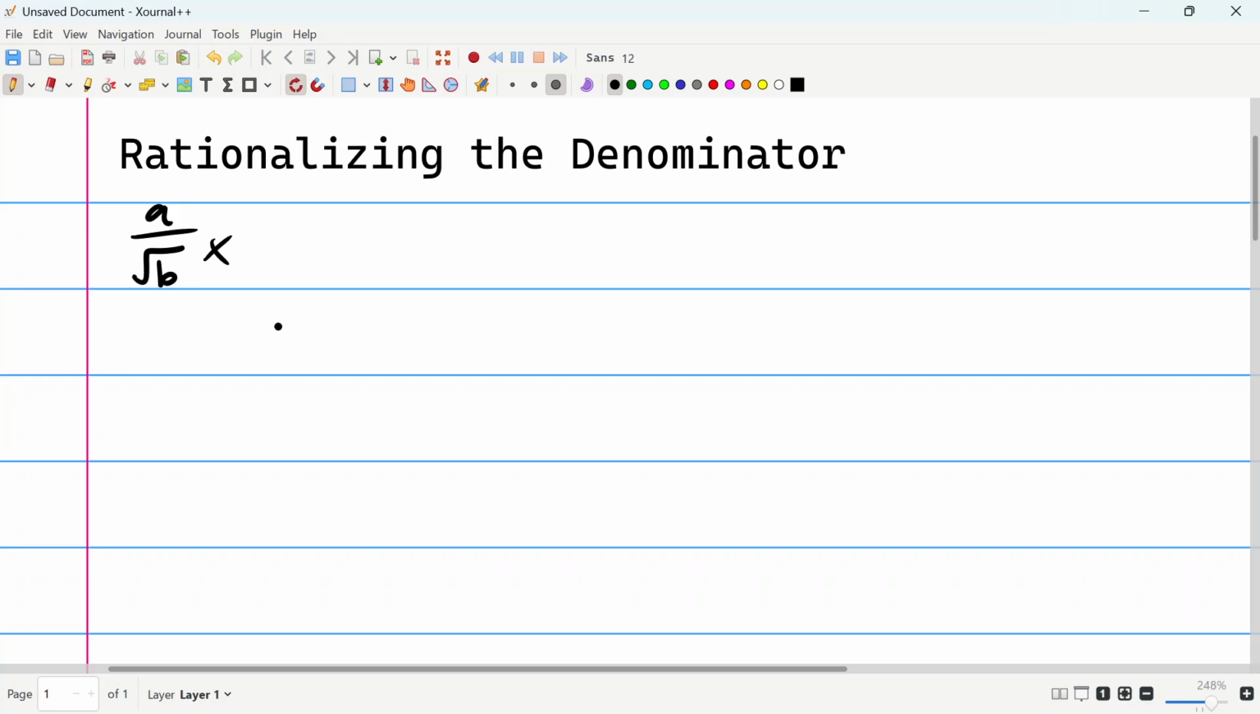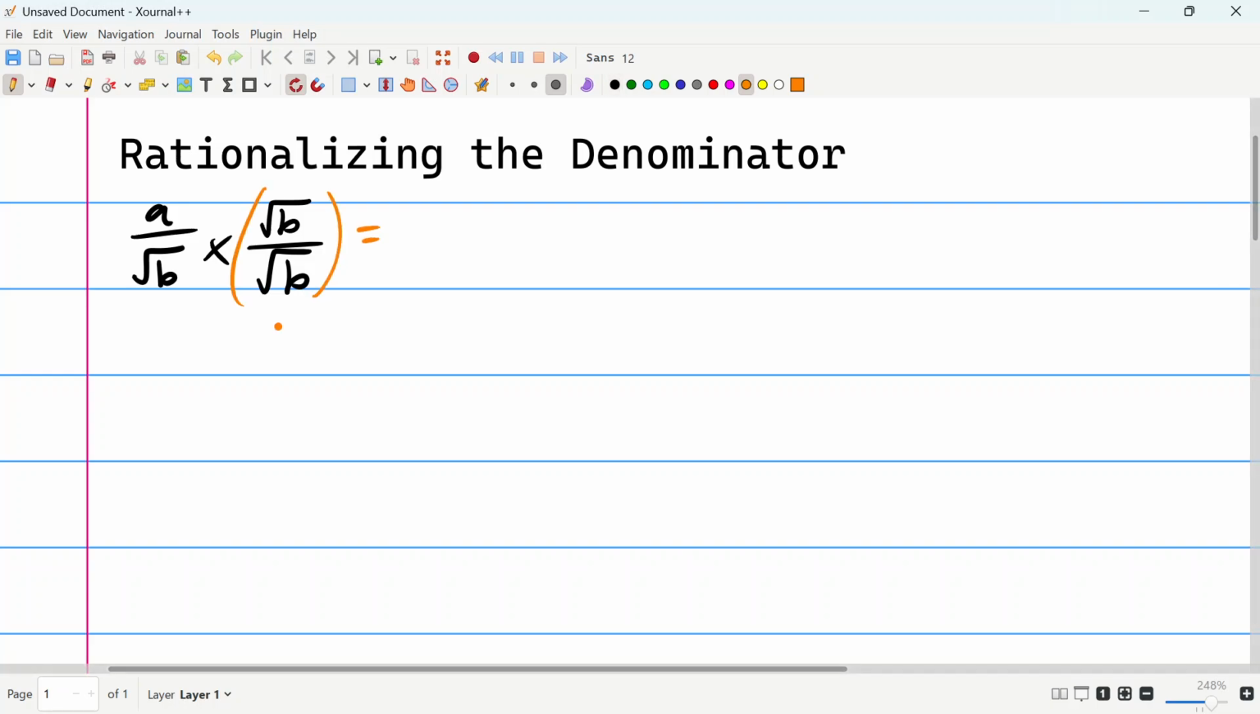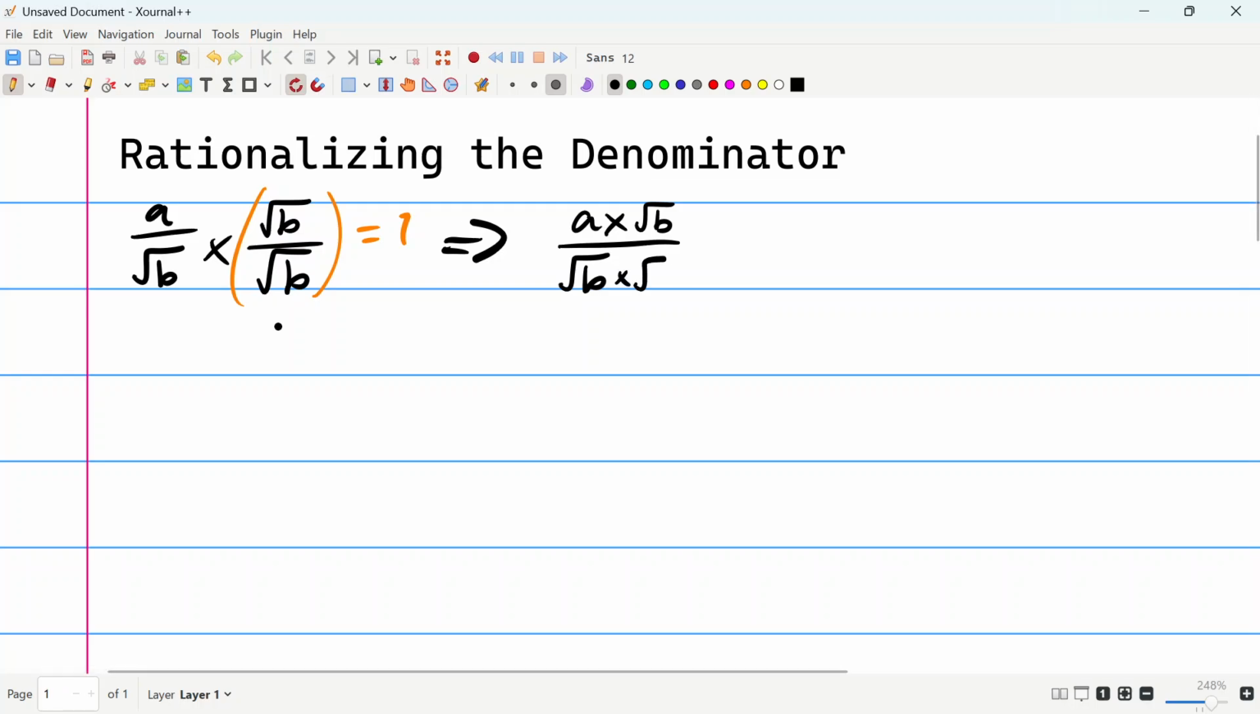We are going to multiply by whatever the denominator is. We're going to write it as the square root of b over the square root of b, because notice that this is just equal to 1, right? Because they cancel. So why does this help us? Now notice when we simplify from this step, we're going to have a multiplied by the square root of b over the square root of b multiplied by the square root of b.